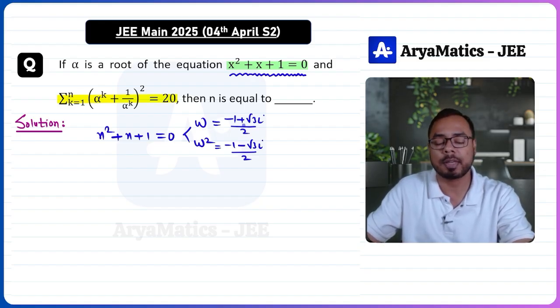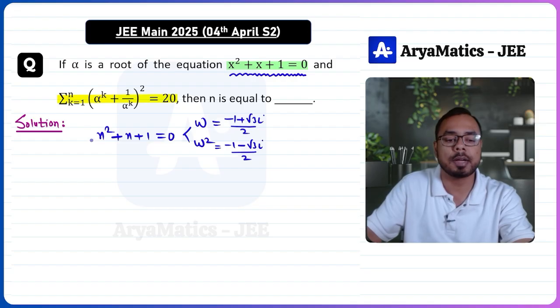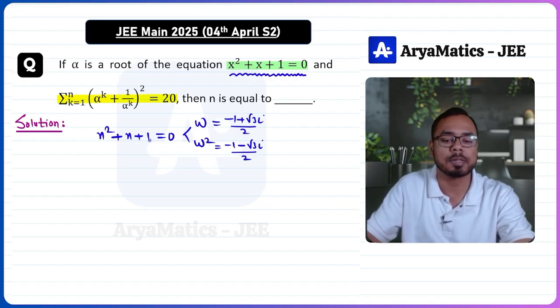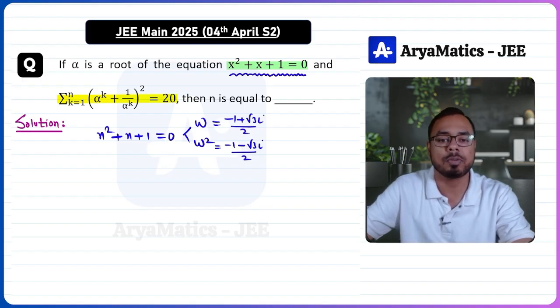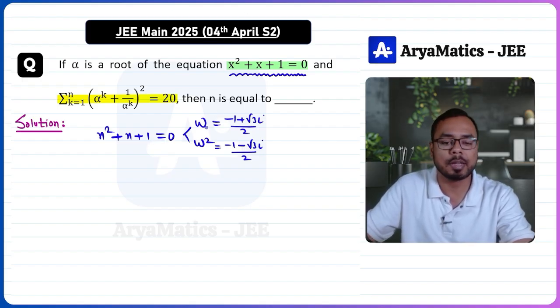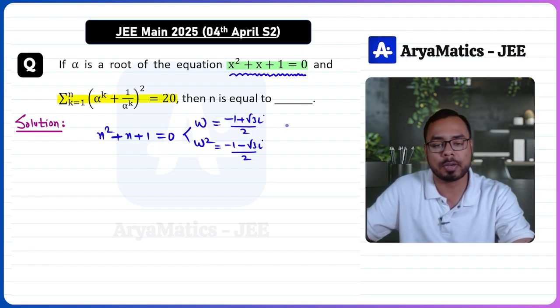ways. Sometimes they will give that alpha is this complex number, (minus 1 plus root 3 iota) by 2. Sometimes they'll mention that alpha is a root of this quadratic equation. So you should be aware that if alpha is a root of this equation, then alpha is nothing but an imaginary cube root of unity, right? You can take any one of these two values of alpha. You can say either alpha is omega or omega square. Any one of the two values will work.